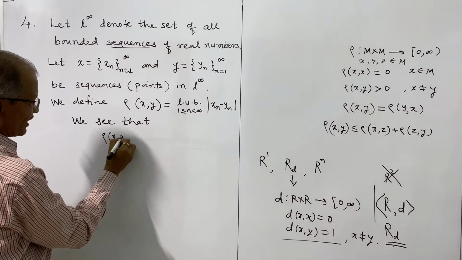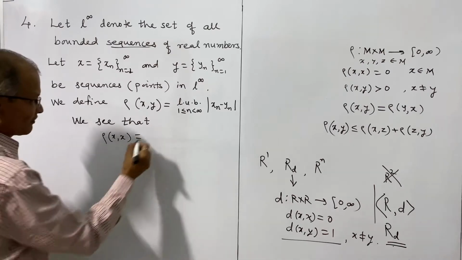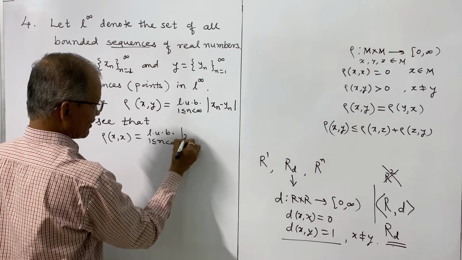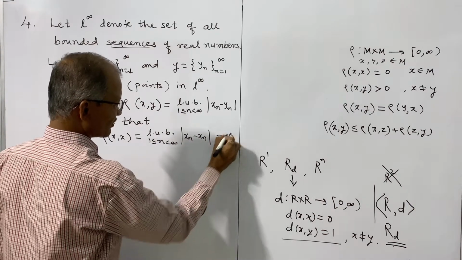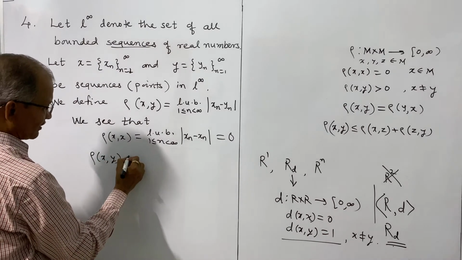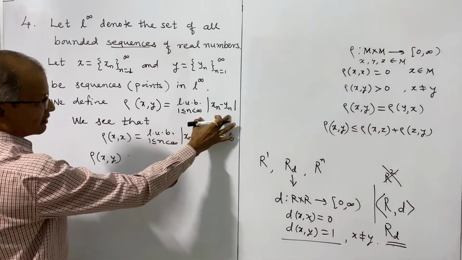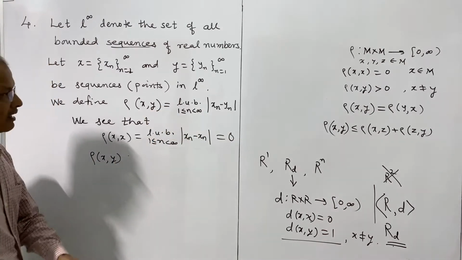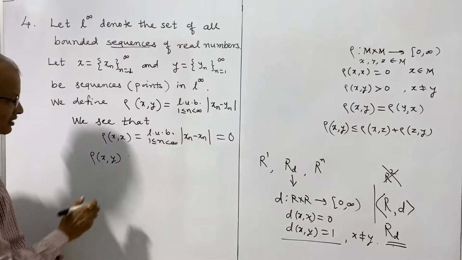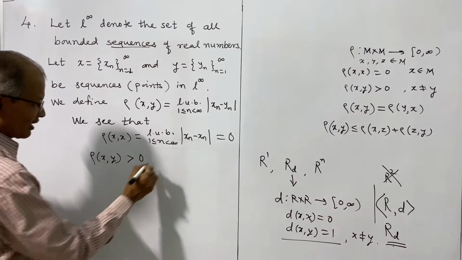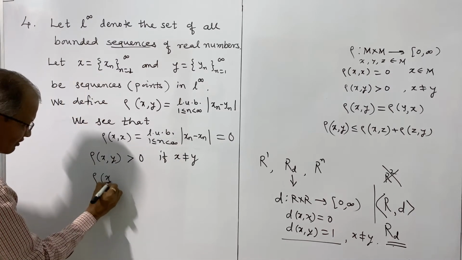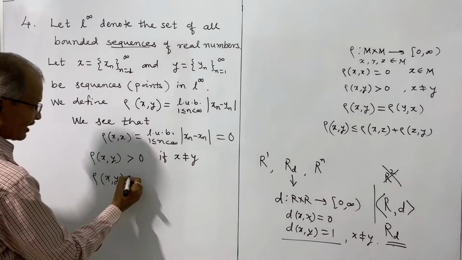We see that rho of x and x is the least upper bound of the absolute value of xn minus xn, and this is equal to 0. Rho of x and y: if x is different from y, then at least one xn minus yn is non-zero, and therefore the least upper bound is greater than 0 if x is not equal to y.